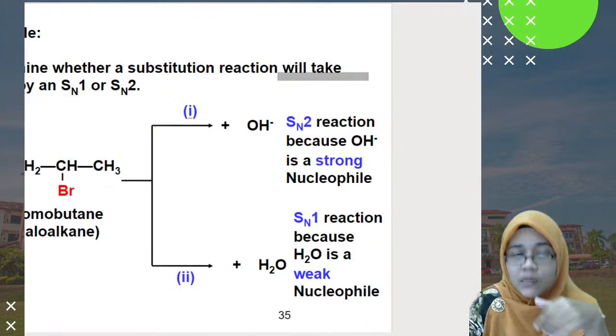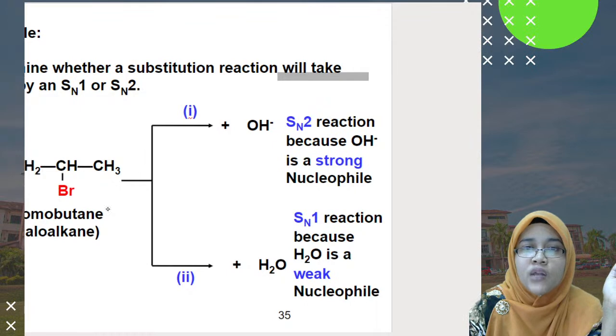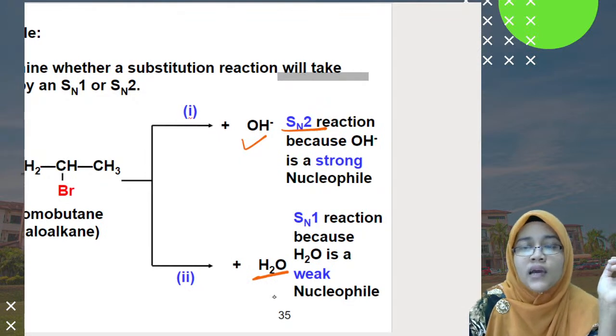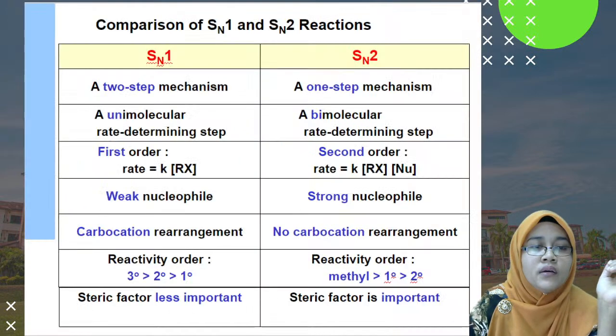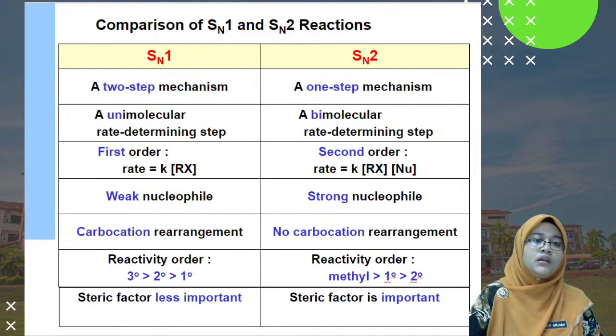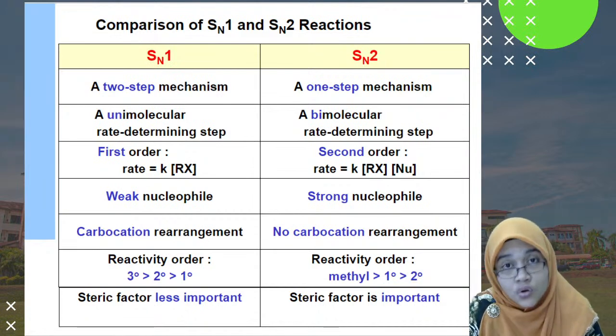So ini yang tadi saya bagi tahu, kalau kita ada secondary haloalkane, kalau kita buat strong nucleophile, it undergo Sn2. Kalau weak, dia akan undergo Sn1. Alright. So as to conclude, okay?